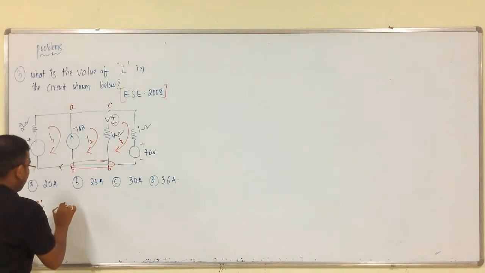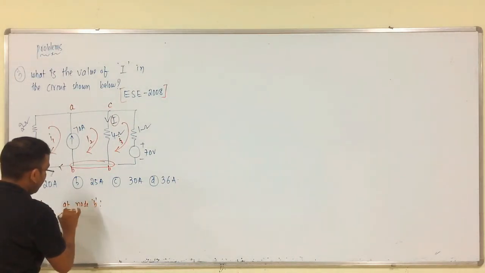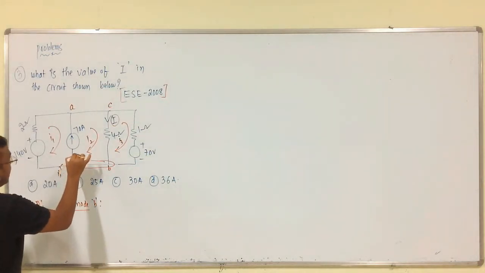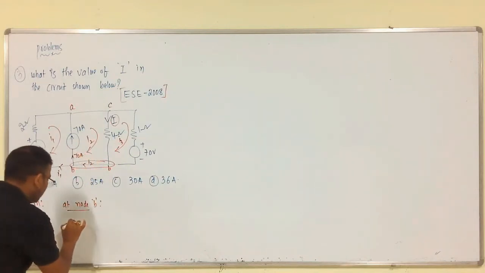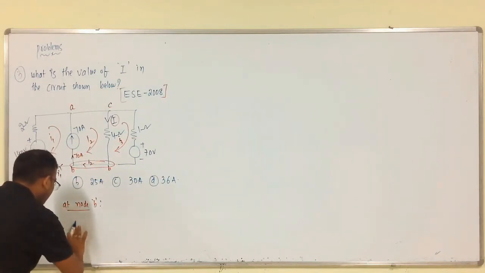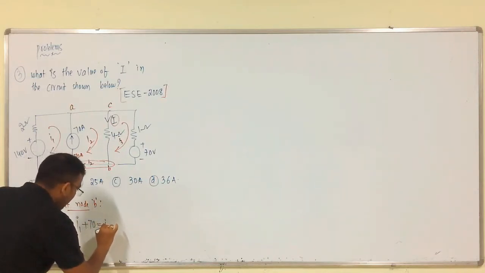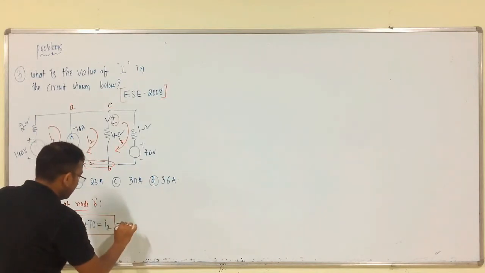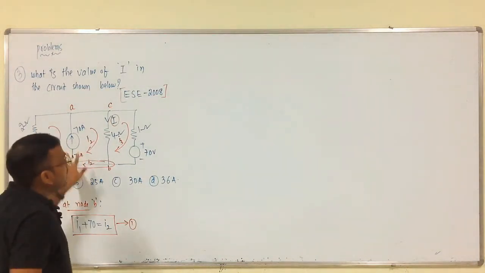So, at node B, 70 amps is leaving and I2 is entering. The same: I1 plus 70 is equal to I2. This is equation 1, that is it. Next step is what? We have to exclude this 70 amp current source.